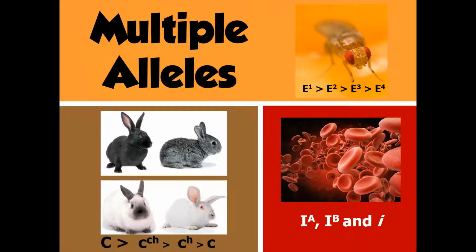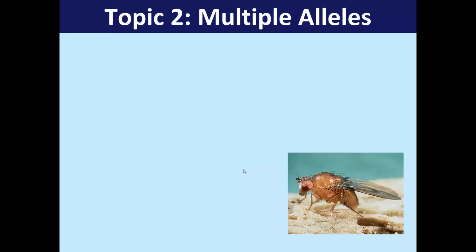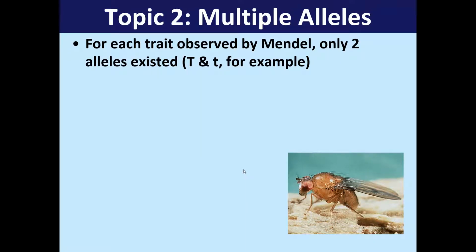Some traits are coded for by more than one allele, and so we call these multiple alleles. Examples include fruit flies' eye color, the color in rabbits, and blood types. For each trait observed by Mendel, only two alleles existed, capital T and lower t, for example, so tall and short for the pea plants.